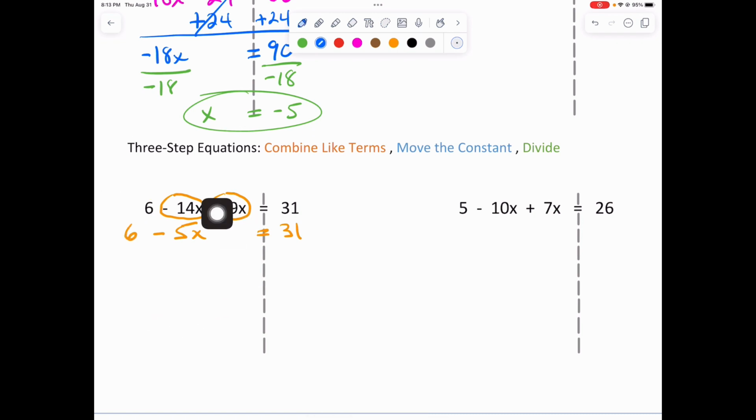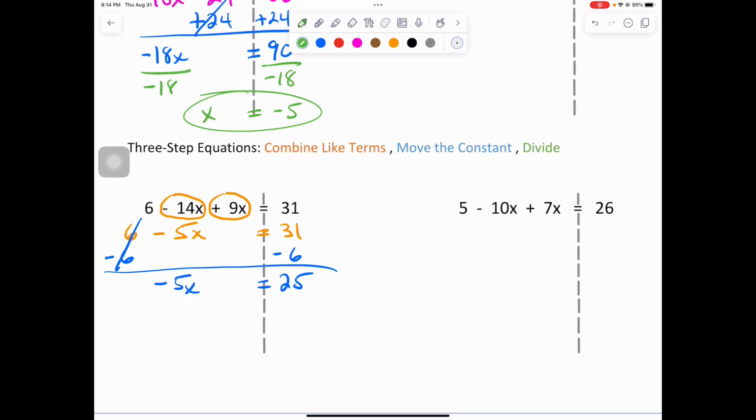Okay, so we need to isolate this negative 5x here. How do we do so? Well, we have to get rid of this positive 6. So instead of that plus 6, again, the opposite, we will subtract 6. What we do to one side of the equation, we, yes, do to the other. 6 minus 6, get rid of. That negative 5x, just bring it straight down. Bring down your equal sign. 31 minus 6 is wonderful, 25.